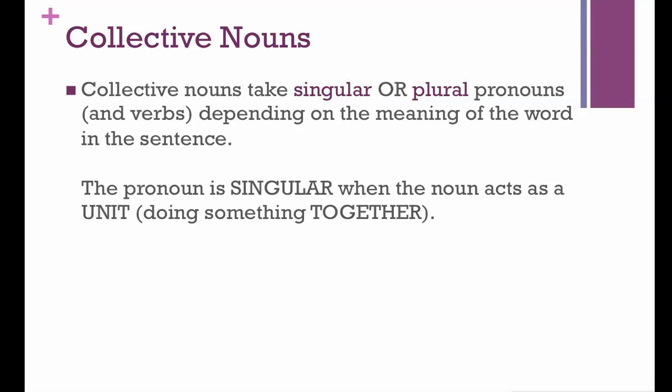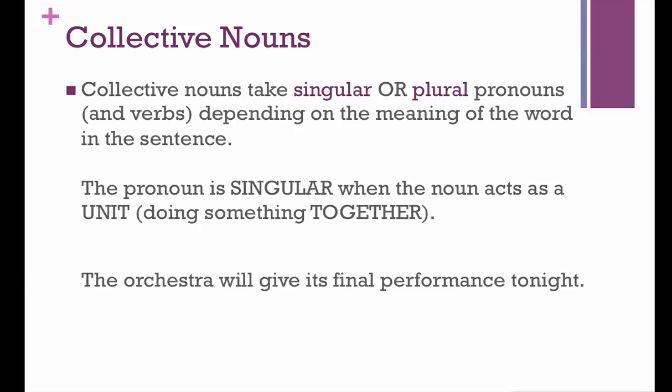I almost envision this as sheep in a herd, and they're all moving in the same direction. They're all moving collectively together. When that's happening, you use the singular pronoun because it's almost like you're referring to the unit as opposed to the individuals in the unit. So here's an example. The orchestra will give its final performance tonight. Orchestra is the collective noun. Its refers to orchestra. We take the singular form because the orchestra is performing together as a unit. It is one group that is really doing this one thing together.